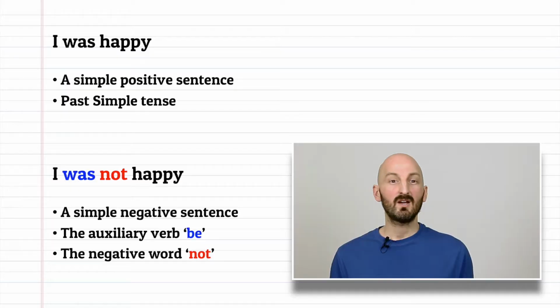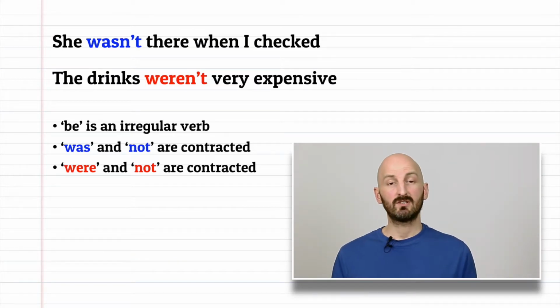Now, when we use the verb be to talk about states, it's also very similar. I was happy. In the negative form, this simple past sentence becomes I was not happy. Nice and easy. But be careful, the form of the auxiliary verb be in the past tense changes when we use a different subject. Other examples include she wasn't there when I checked and the drinks weren't very expensive. Again, listen to the contractions of the verb forms.